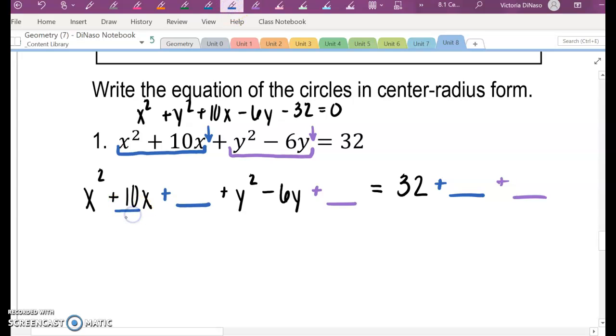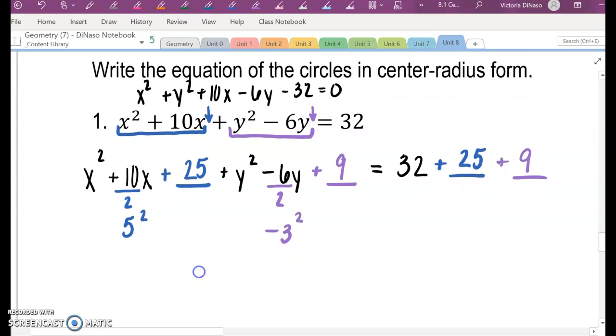So you're going to take this middle number, which is 10. I'm going to divide it by 2, which is 5, and then we're going to square it. It's always divide by 2 and square it. We get 25. I'm going to put 25 in both blanks. And then you're going to do the same thing with the number next to the y. It's a negative 6. We divide by 2, and then we get negative 3. And then I'm going to square it, and you get positive 9. So we're going to put positive 9 in both blanks.